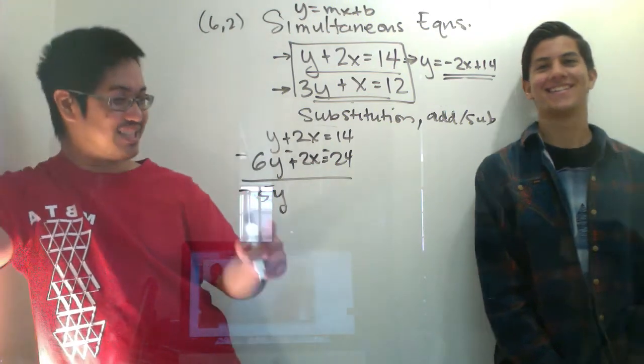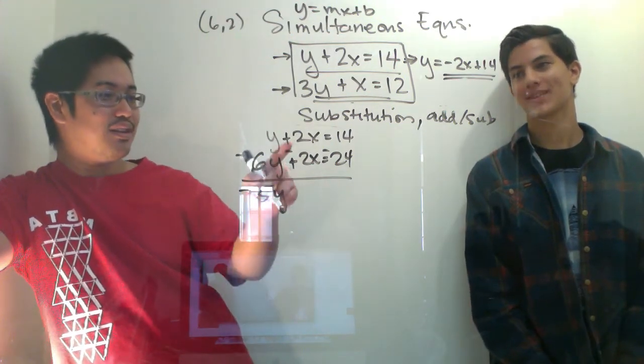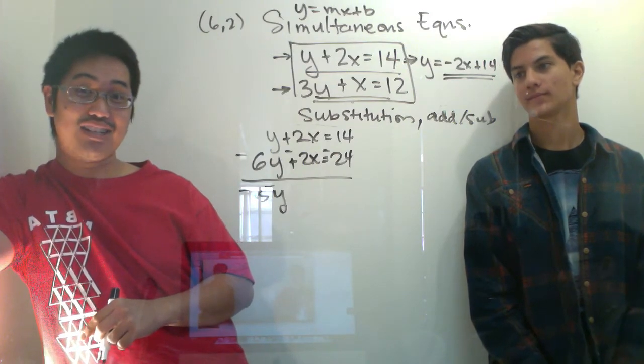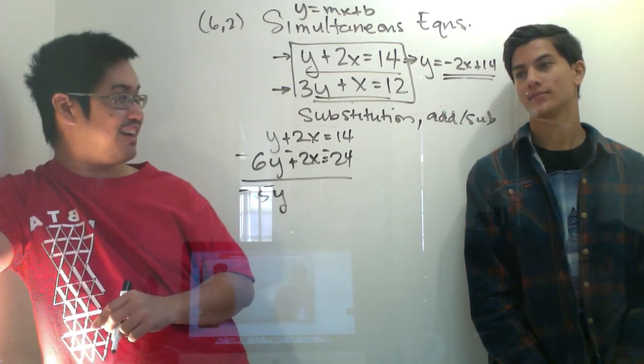Alright. Does that make sense? Yeah. Alright. The 2x minus 2x is what? You have 2 x's and you subtract 2 x's. What do you got left?